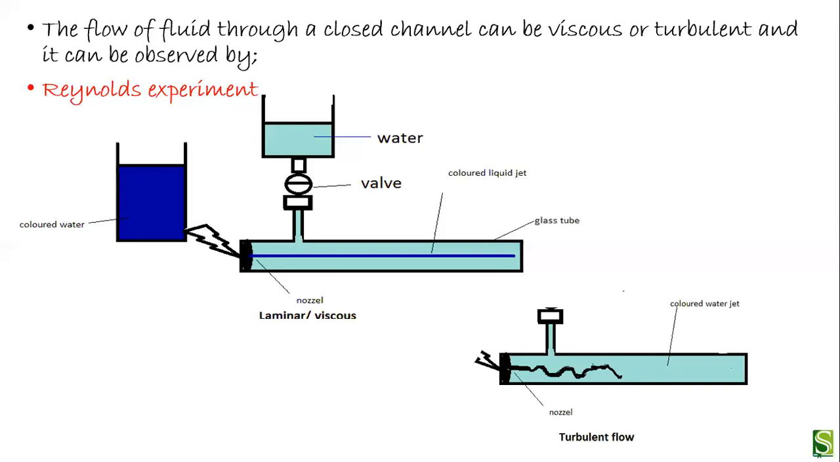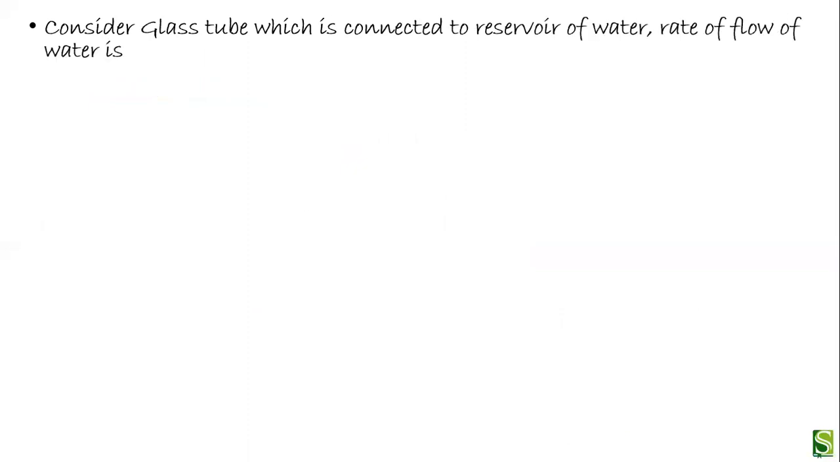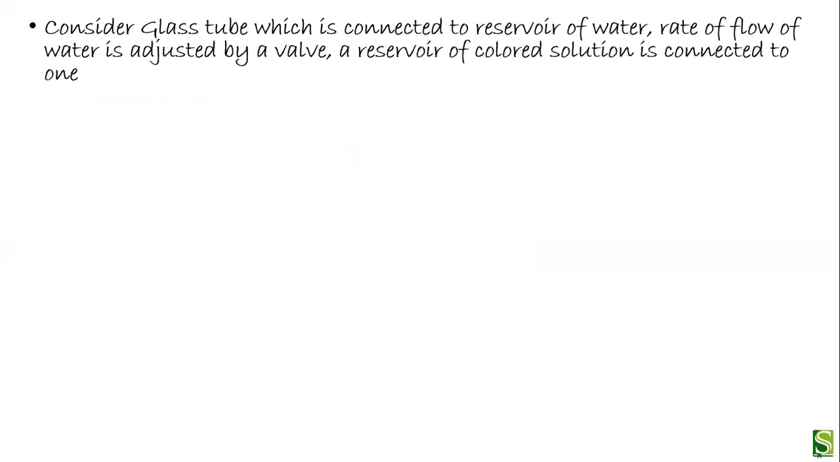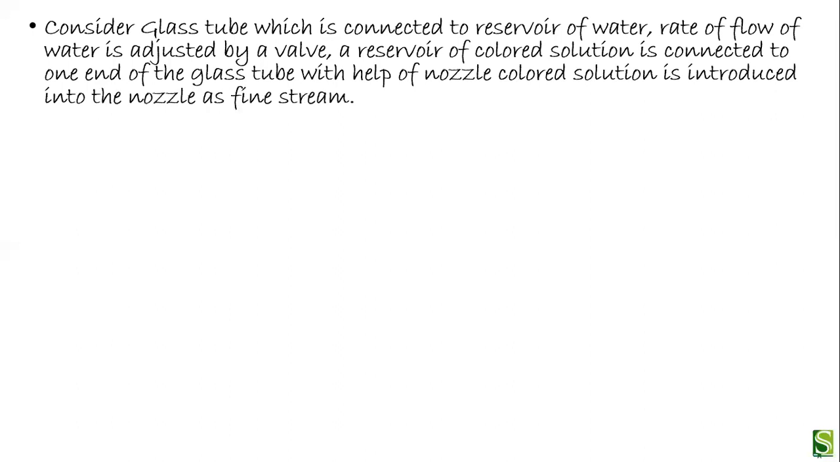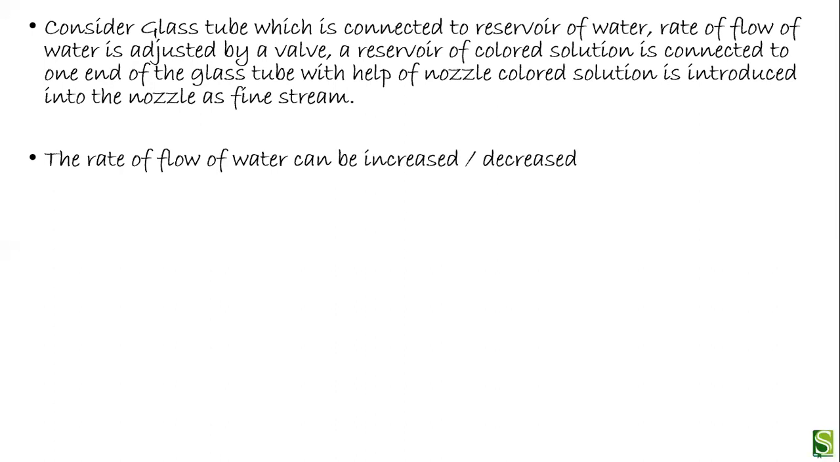In this way, when we have this type of fluid flow, it is said to be turbulent flow. Consider a glass tube which is connected to a reservoir of water. The rate of flow of water is adjusted by a valve. Then a reservoir of colored solution is connected to one end of the glass tube with the help of a nozzle. The colored solution is introduced into the nozzle as a fine stream. The rate of flow of water can be increased or decreased.